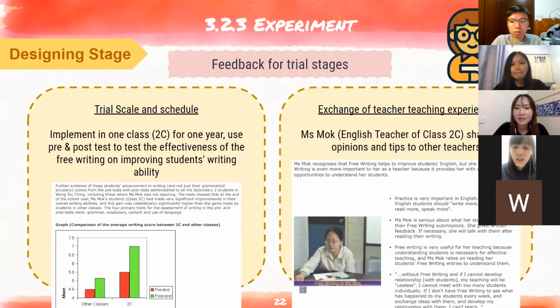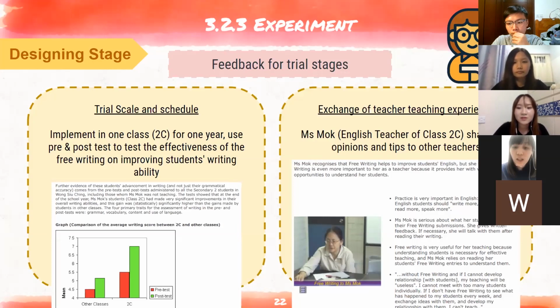For the experiment section in the designing stage, it aims to give feedback from students for the trial stage. There are two actions done by the teacher in the experimental stage. The first one is the trial scale and schedule. This school-based curriculum was only implemented in one class for a year.